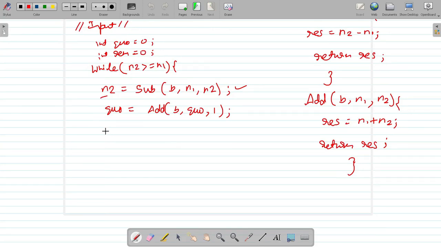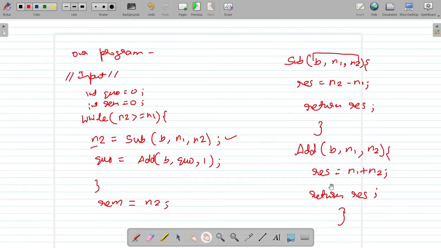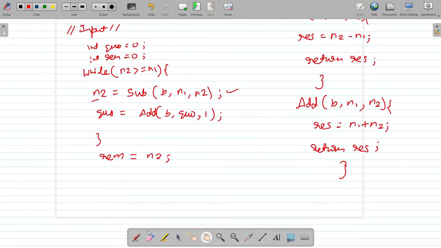So what we can do, we can just stop the loop, because when we come out of the loop, this condition would have already made n2 smaller than n1. So we can simply store remainder is equal to n2, because n2 will have the value which is the remaining part, in base b as well, because the calculation was done in base b. We did subtraction in base b, we did addition in base b, everything was in base b.